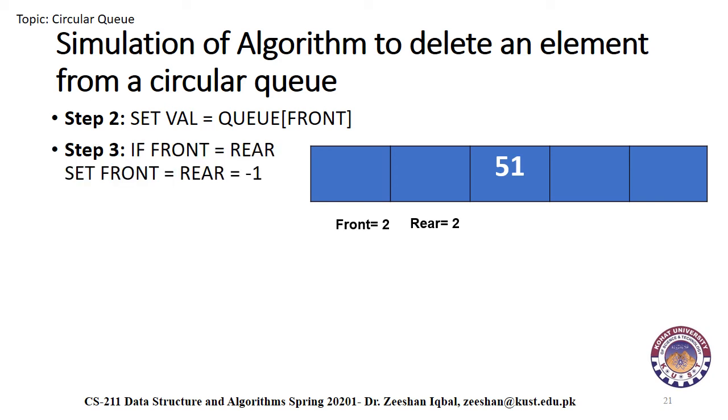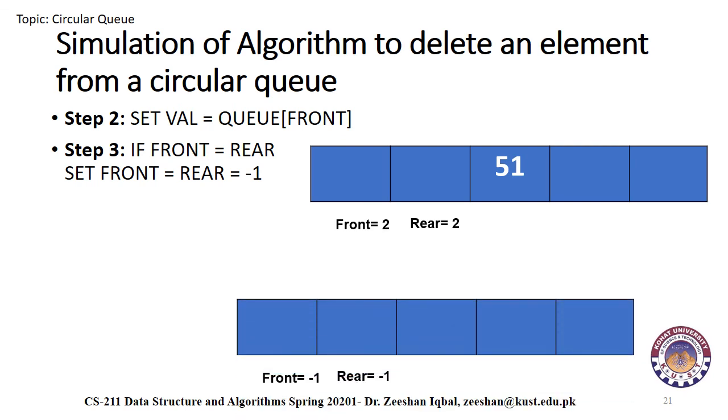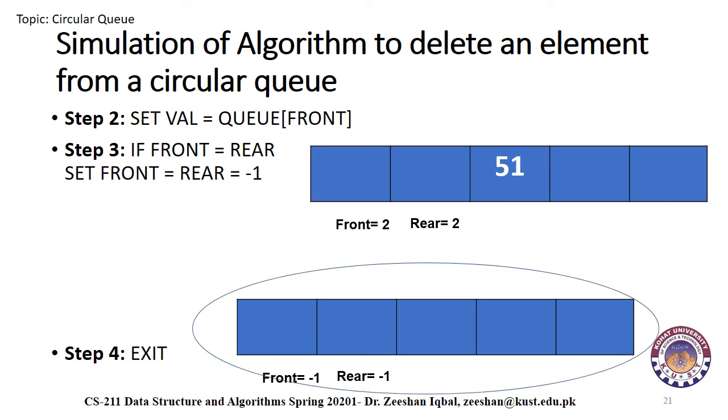In the third step, the if condition, if front is equal to rear, will be true. So it will set the front and rear both to -1. As we want to delete the only value in the queue, to show the queue is empty, front and rear will be assigned -1. After that, the algorithm will move to step 4 by exiting the function. After the deletion process, the queue will be like this.